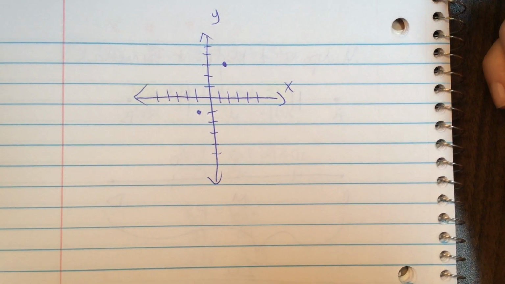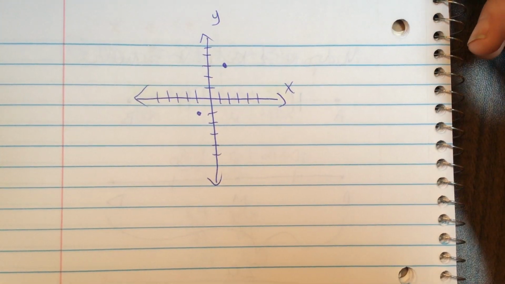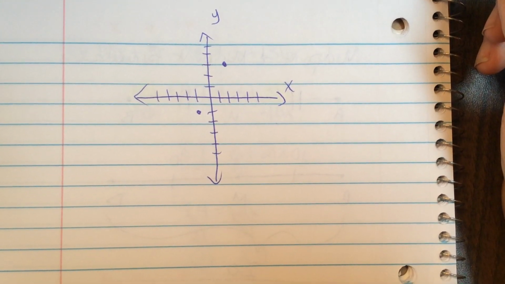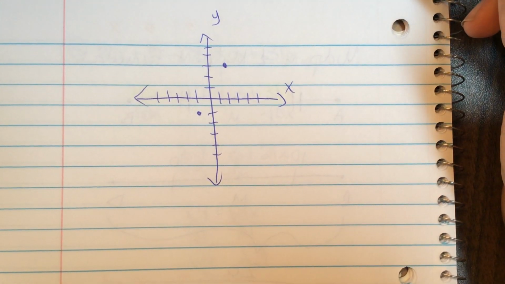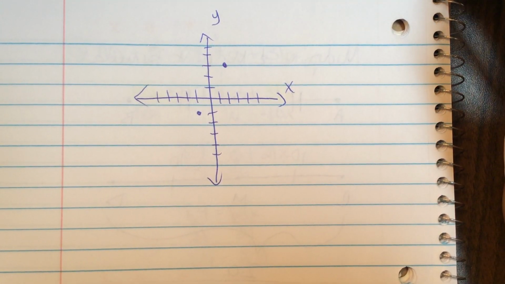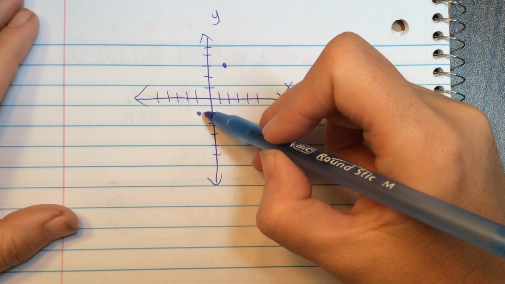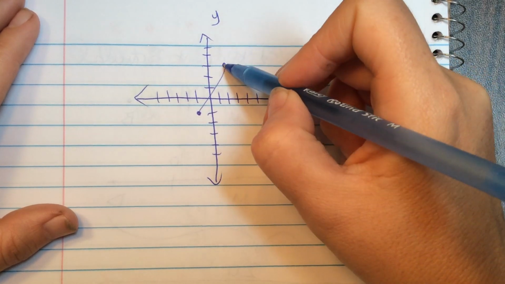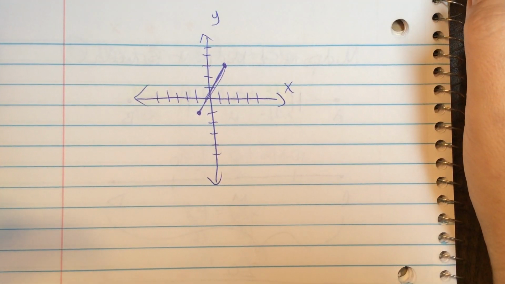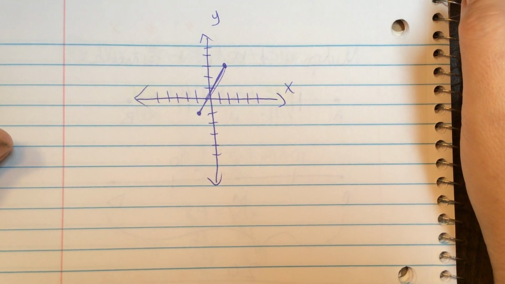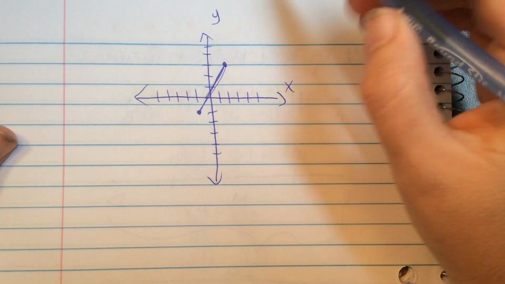All right, now the midpoint between these 2 points becomes a lot harder because they're not on a straight line, like a horizontal line or a vertical line. Now it's a diagonal line, and it becomes a lot harder to pick out where the midpoint would be. So this is where we use the midpoint formula.